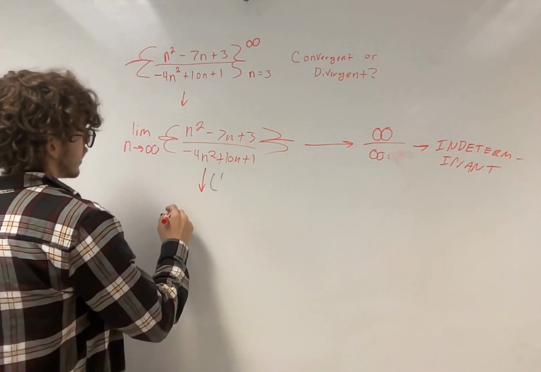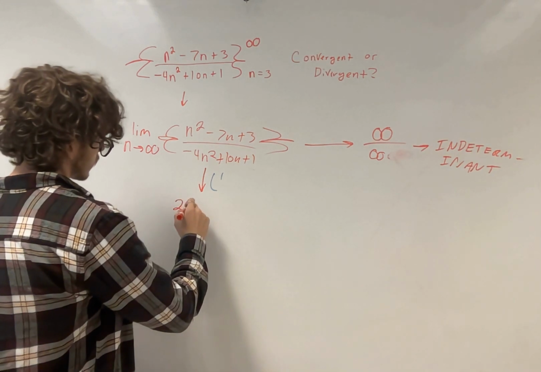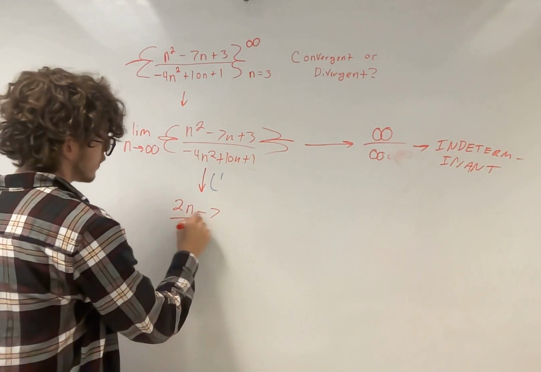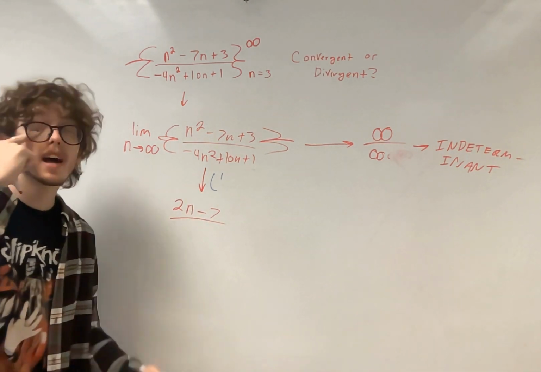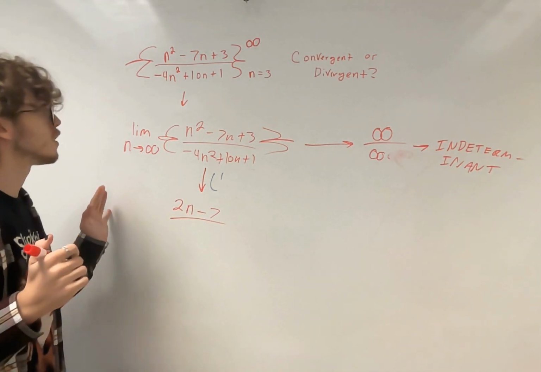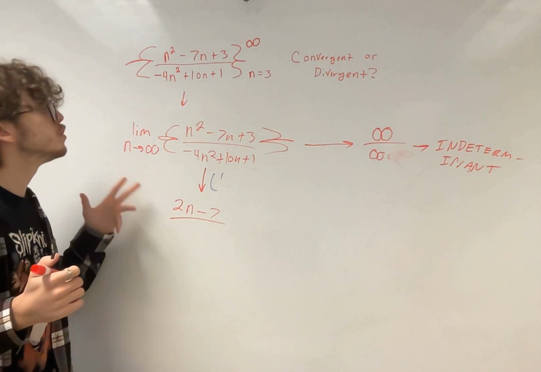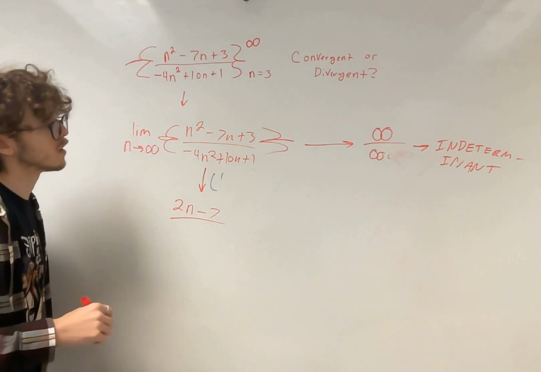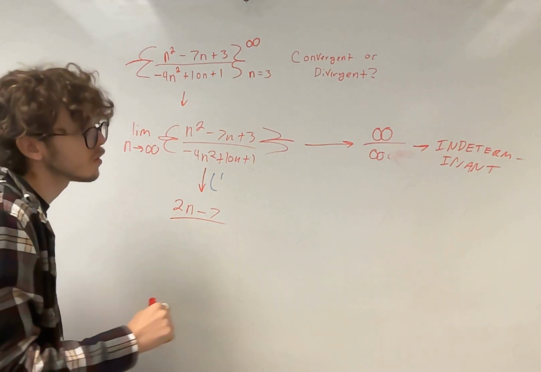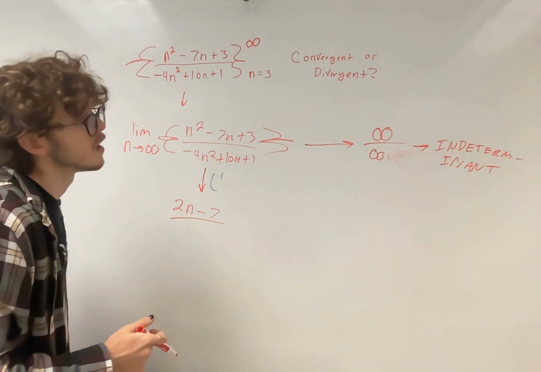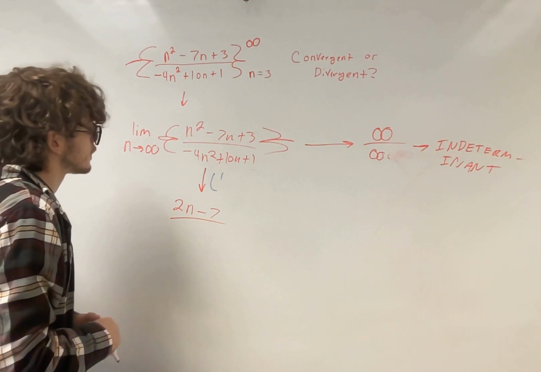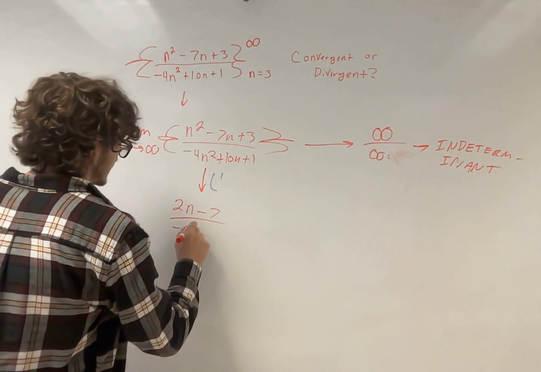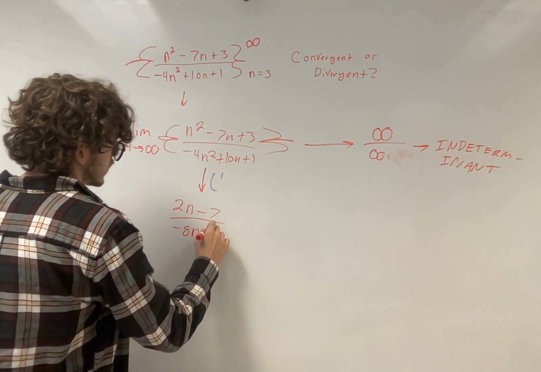So we're going to say 2n minus 7. I'm just taking the derivative of the top. And don't go ahead and use the quotient rule here. Do just the derivative of the top and the derivative of the bottom. A simple power rule should work here. Sometimes you'll get chain rule, sometimes product rule, but never quotient rule, really. So 2n minus 7 over negative 8n plus 10.